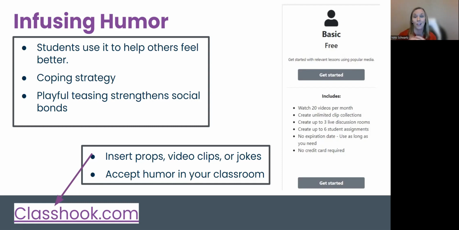It shows that you like to have a good time. And it just kind of loosens them up a little bit and makes them feel warmth whenever they come into your room. Now, there are some teachers that find this really uncomfortable, and that's okay. You're not a comedian, you're not a magician, you don't have to pull out all the props and the bunnies and all that stuff to come out and teach.